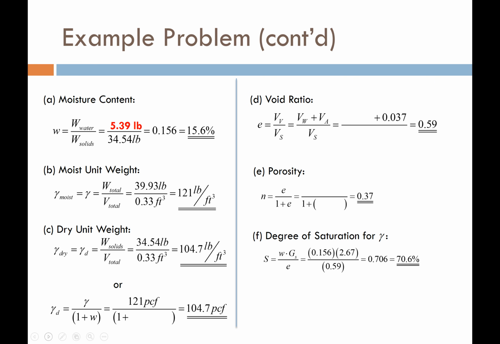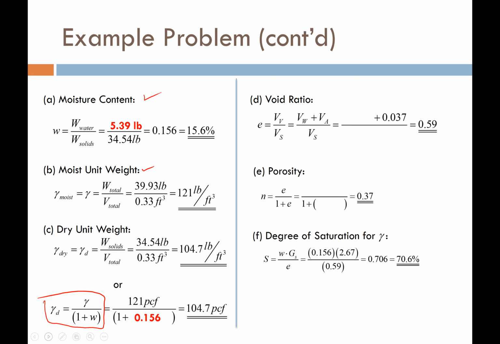And even if I didn't want to use the phase diagram but use one of my three equations that I presented to you for my phase relationships, I can do that. All I need is my moist unit weight, which I computed right here, and I need my moisture content, which I computed right here. So I just plug in, for instance, 0.156 for my moisture content, and I get 104.7 pounds per cubic foot. Same thing I got just right above it.